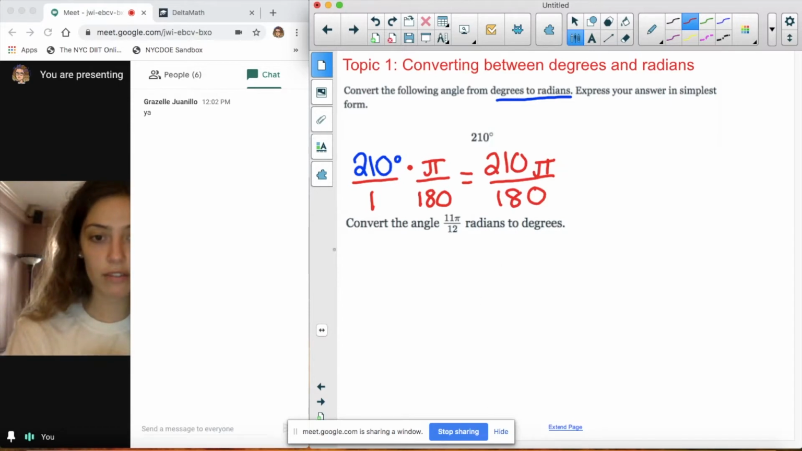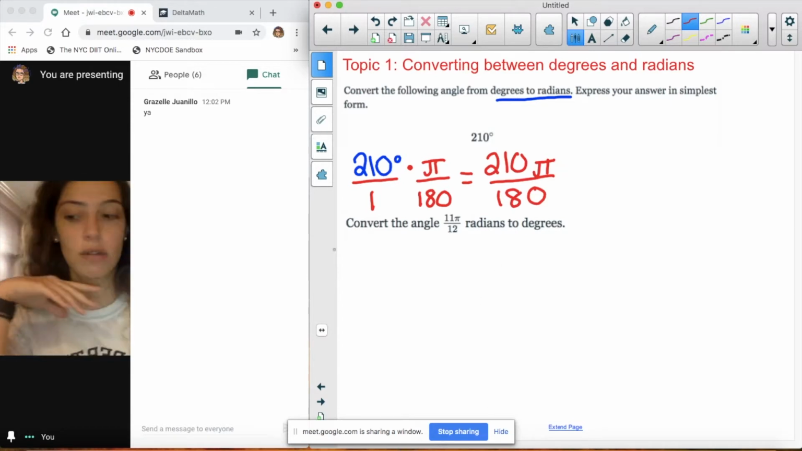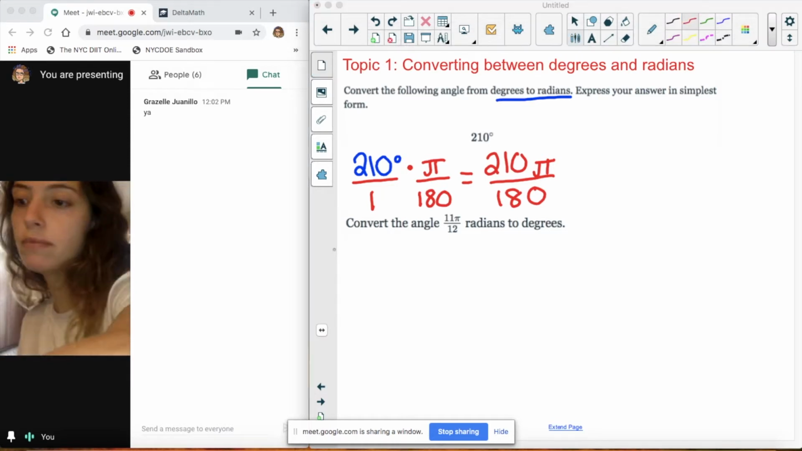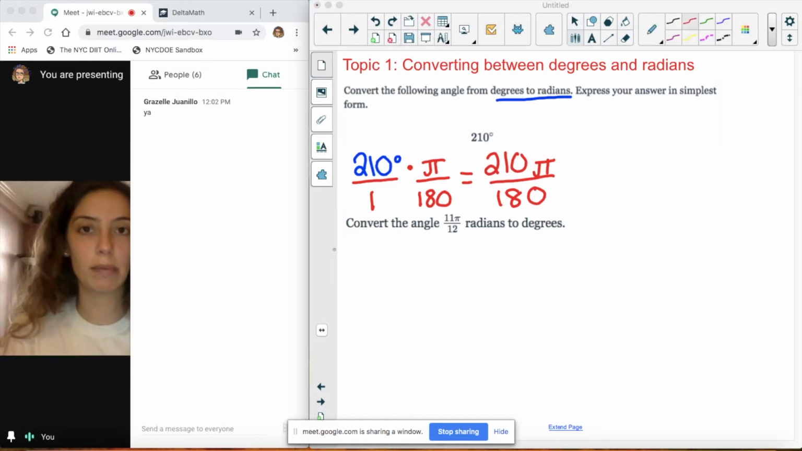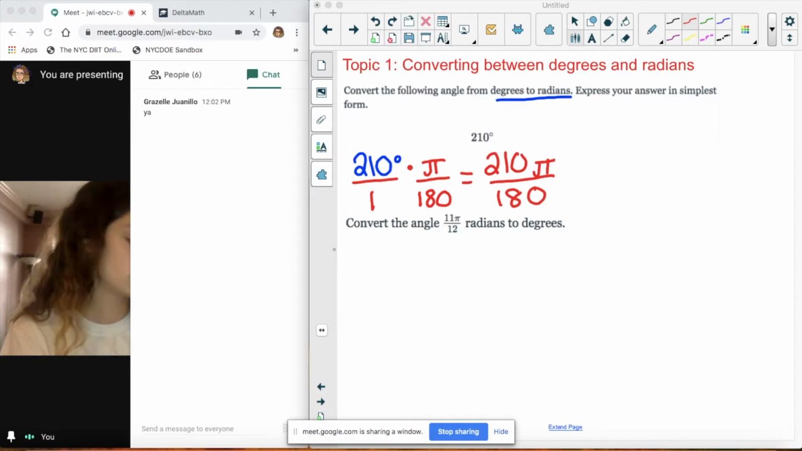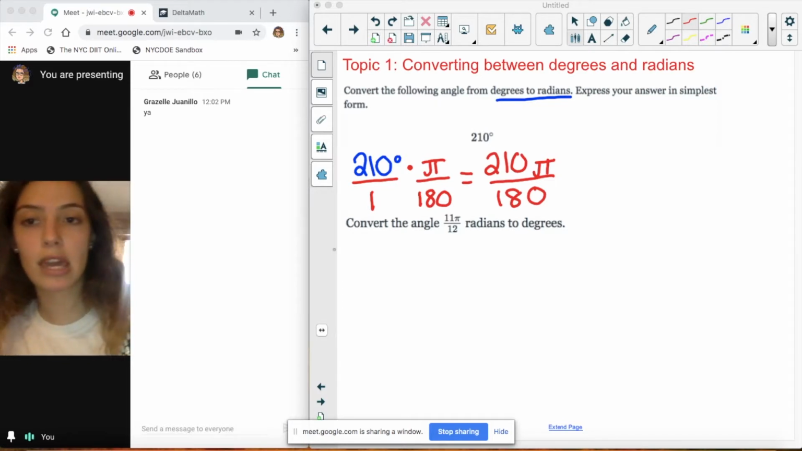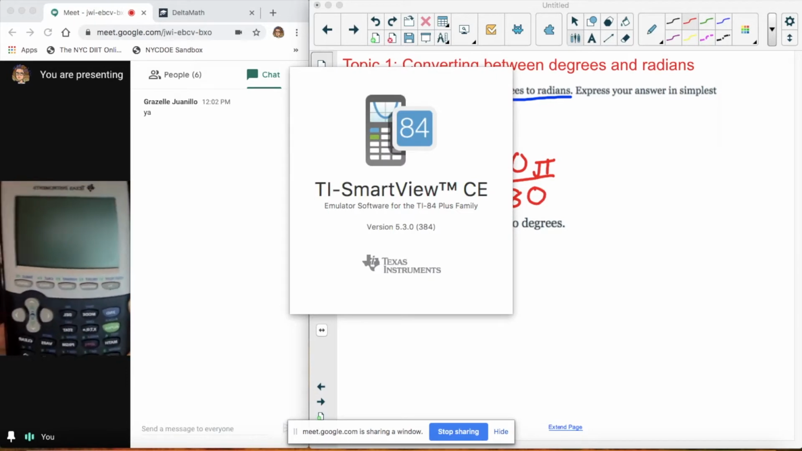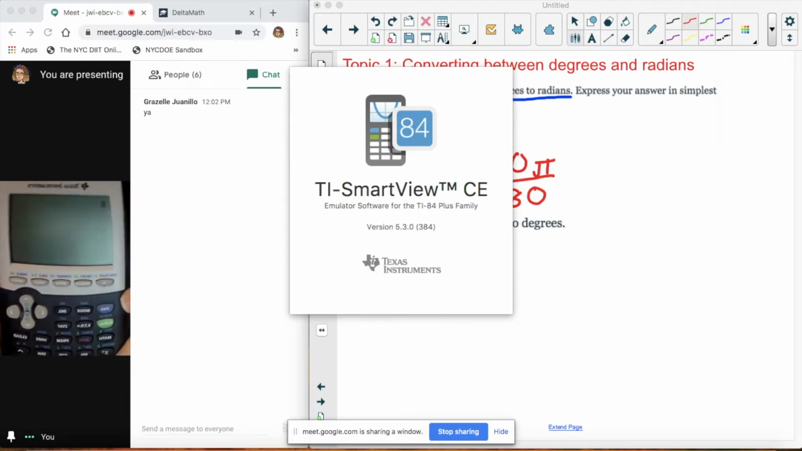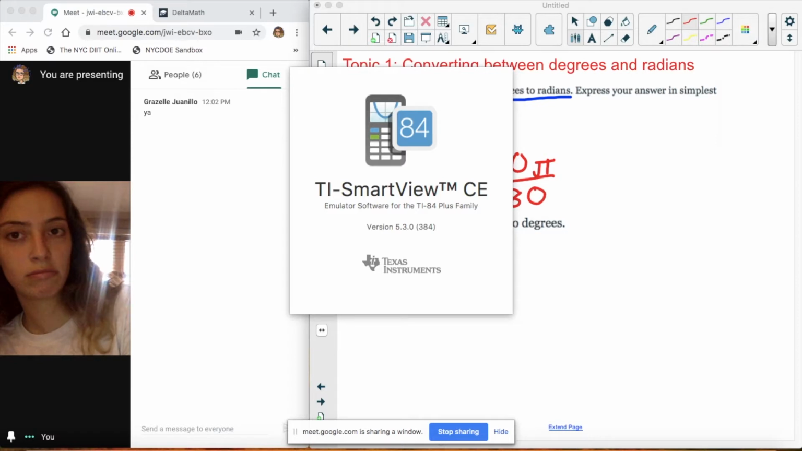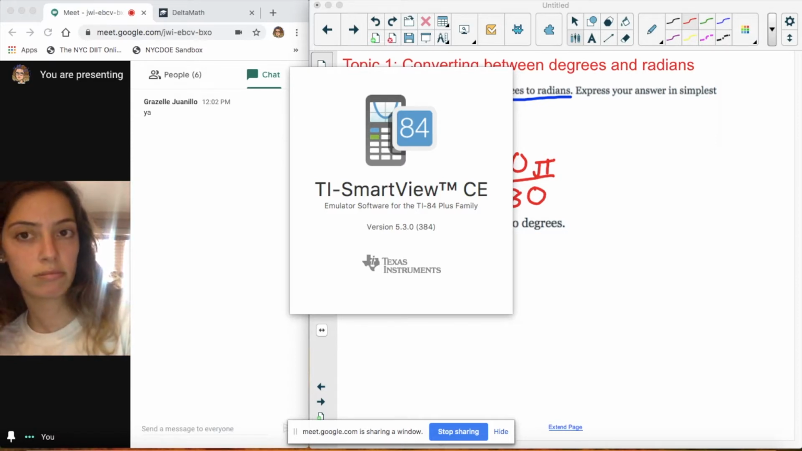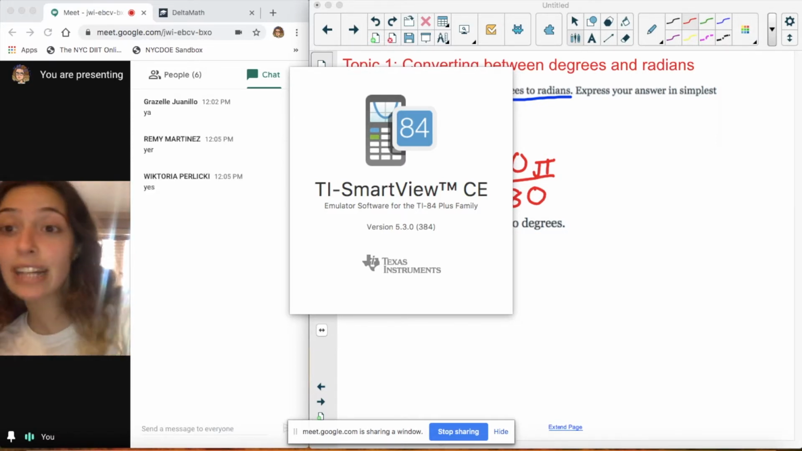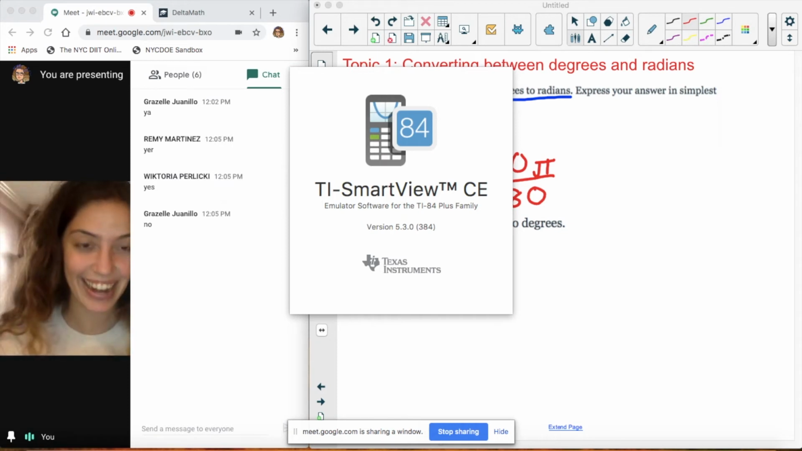To simplify the fraction, you have to use your calculator. I don't think you'll be able to see my calculator. Can you guys see me on the screen? Like if I use my calculator like this, can you see my calculator? Can someone just text in the chat yes or no? Okay. All right, good.